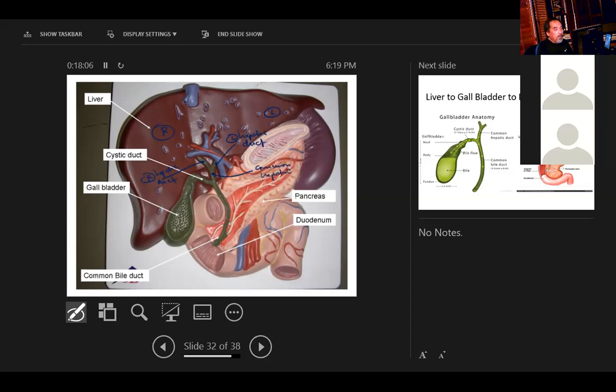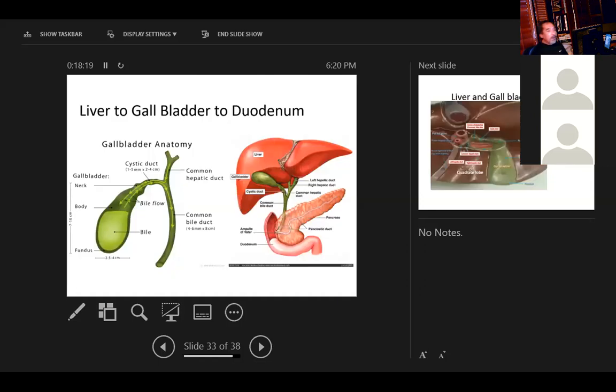And then this is going to be my cystic duct to the gallbladder. Okay? And this is going to be my bile duct, or what we call the common bile duct. All right? So the flow goes from the liver to the gallbladder, and then from the gallbladder, it squeezes out into the duodenum. It's going to be a flow.